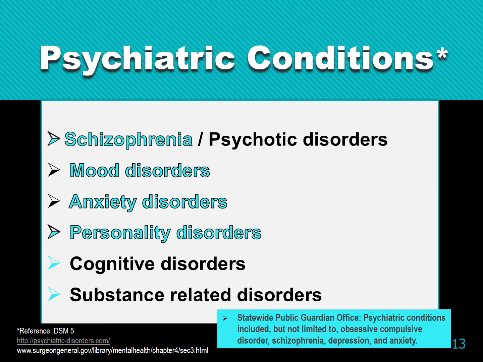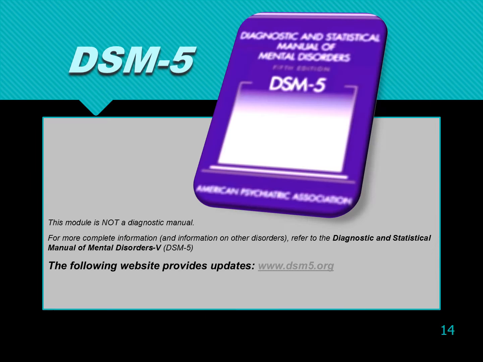Major psychiatric conditions or categories of mental illness include schizophrenia or psychotic disorders, mood disorders, anxiety disorders, personality disorders, cognitive disorders, and substance-related disorders. I will highlight the ones that are identified through the statewide public guardian office. This module is not a diagnostic manual. It's only an overview of some of the mental illnesses that you're most likely to encounter.